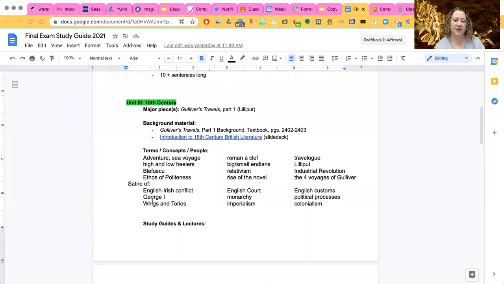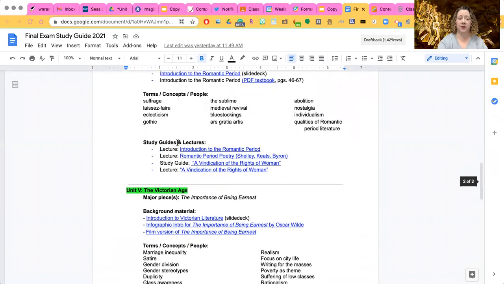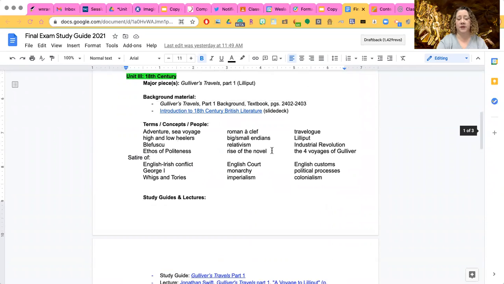Then after that, you have the different units. We have to finish the end of unit 3 after the midterm with Gulliver's Travels. So what I did was I put in here the background material and the textbook where you can find that, the slideshow that I used to introduce that material. And then these are all the concepts. I don't know if you remember from the midterm, but all the terms that I put here under each section, because it's set up the same way for each unit, these are the ones that are in the database that you could get on your exam for those short answers or the essays.